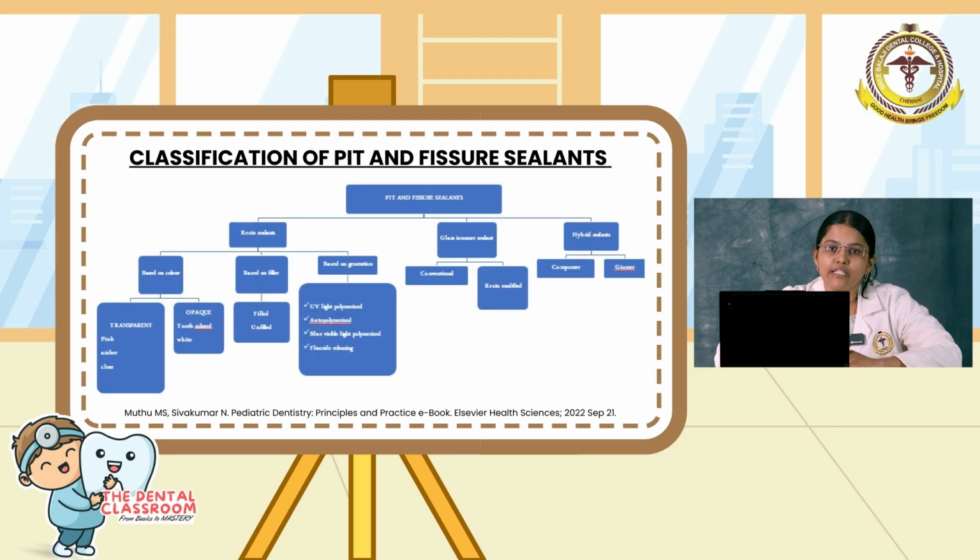So now we'll see the various types of sealants developed over the years. Pit and fissure sealant is classified into resin sealants, glass ionomer sealant and hybrid sealants. The resin sealant is further classified based on the color into transparent and opaque, based on filler content into filled and unfilled, based on generation it's UV light polymerized, autopolymerized, blue visible light polymerized and fluoride releasing sealants. Next, glass ionomer cement is divided into conventional and resin modified. Hybrid sealant is divided into compomer and giomers.